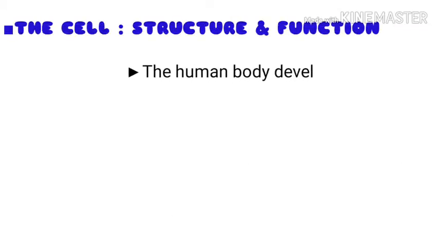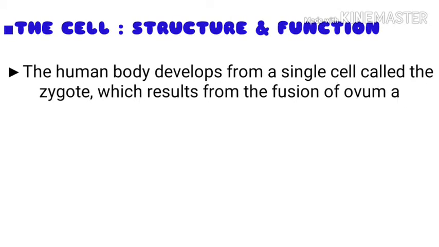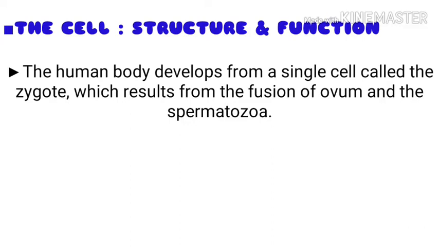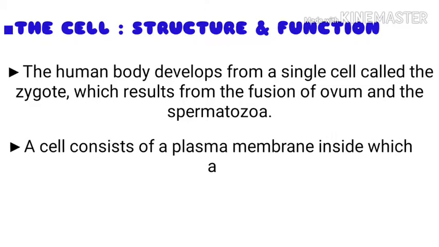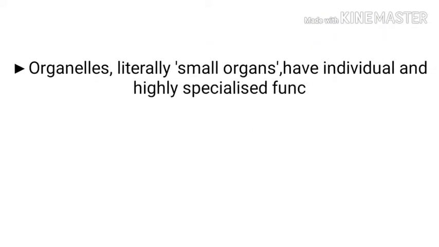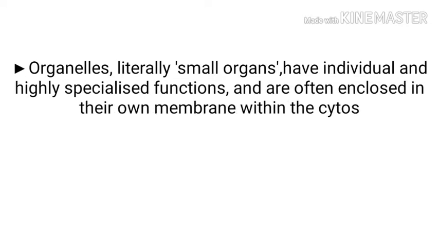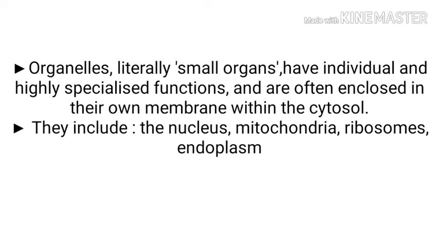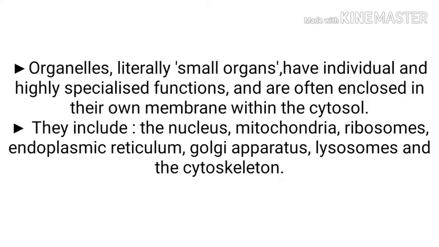The human body develops from a single cell called the zygote, which results from the fusion of ovum and the spermatozoa. A cell consists of a plasma membrane inside which are a number of organelles suspended in a watery fluid called cytosol. Organelles, literally small organs, have individual and highly specialized functions, and are often enclosed in their own membrane within the cytosol. They include the nucleus, mitochondria, ribosomes, endoplasmic reticulum, Golgi apparatus, lysosomes and the cytoskeleton.